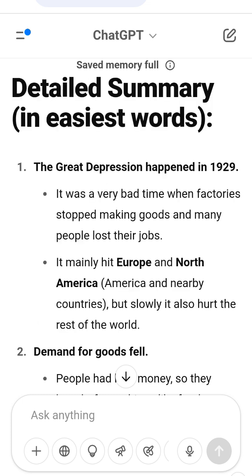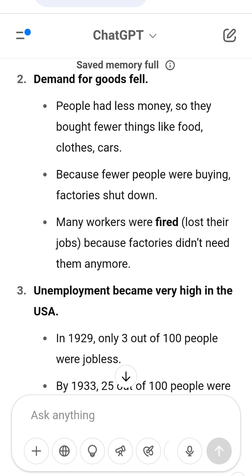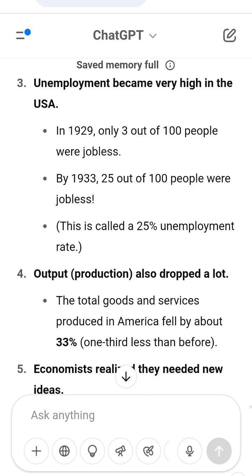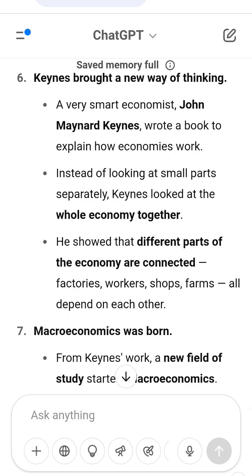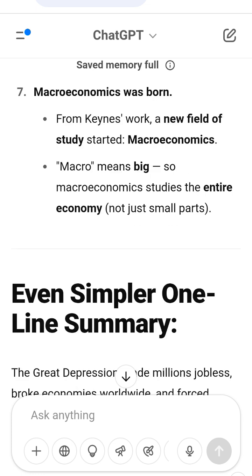7. Macroeconomics was born. From Keynes's work, a new field of study started: macroeconomics. Macro means big, so macroeconomics studies the entire economy, not just small parts. Even simpler one-line summary: The Great Depression broke economies worldwide and forced economists like Keynes to create a new way of studying the whole, called macroeconomics.